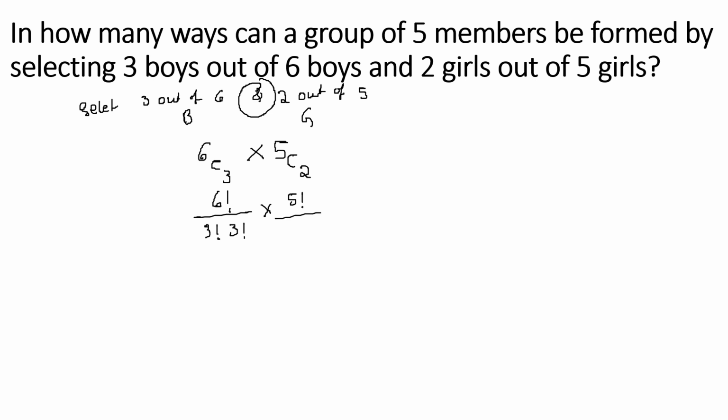So now 6 factorial divided by 3 factorial into 3 factorial, and 5 factorial divided by 2 factorial into 5 minus 2 is 3 factorial. We have 6 factorial is 720, divided by 3 factorial is 6, so 6 into 6. So this is 20. And 5 factorial is 120 divided by 6 into 2, that is 12. So this is 10. So 20 into 10, 200 ways.